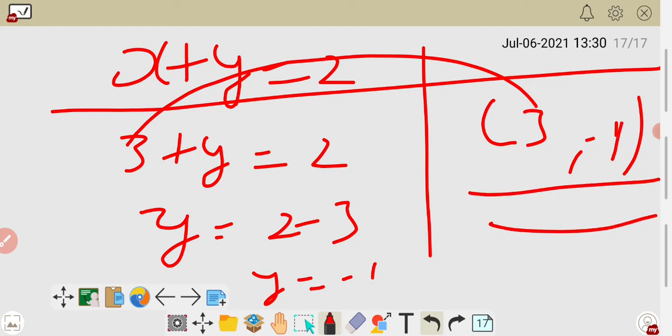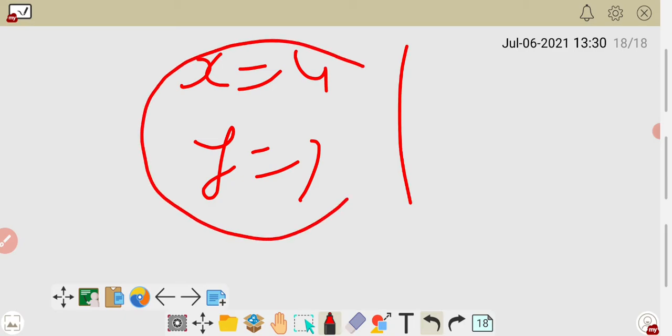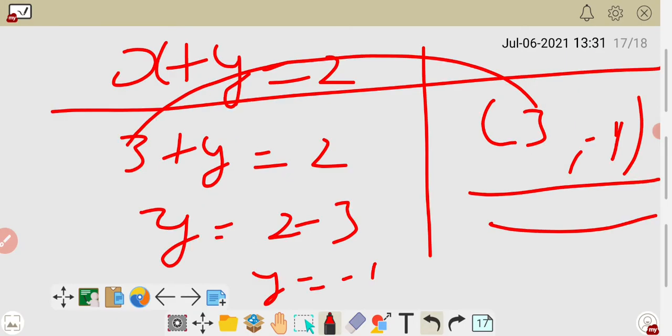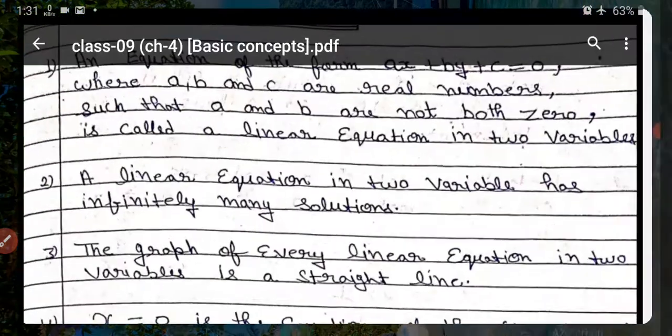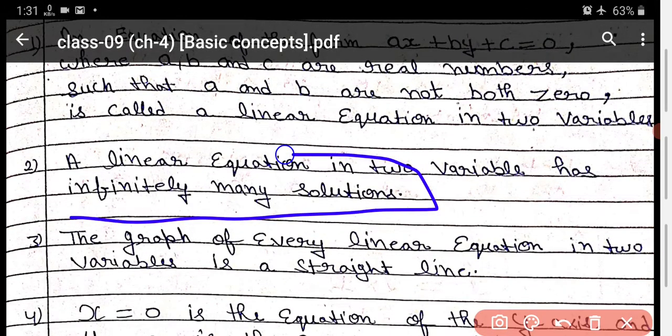Okay. Now for the next one, if I take x is equal to 4, then we get some value of y, and together they are called the solution. If I take 5 next time, then you also get some value of y, and these two values together are called the solution. It means that however many values you can take, that many solutions you can find. So that's why the basic concept says that a linear equation in two variables has infinitely many solutions. Infinitely means you can find many values for x and y. Understand? And these both values together are called the solution.